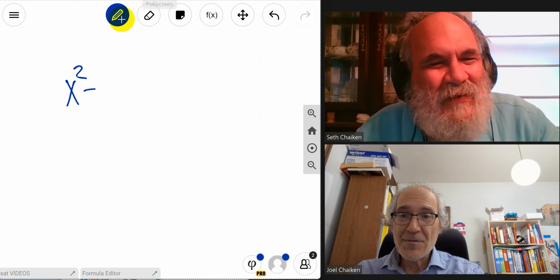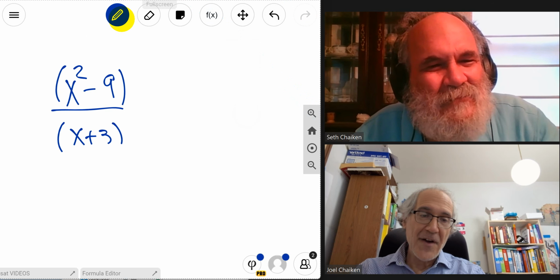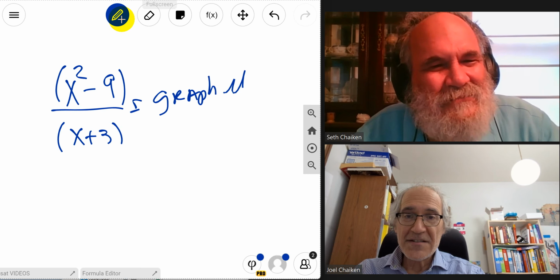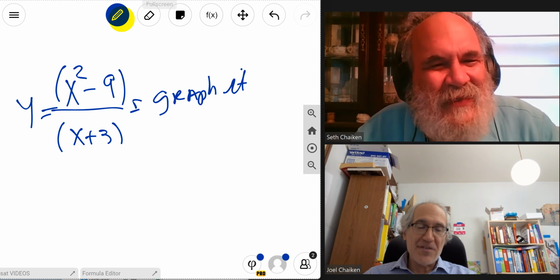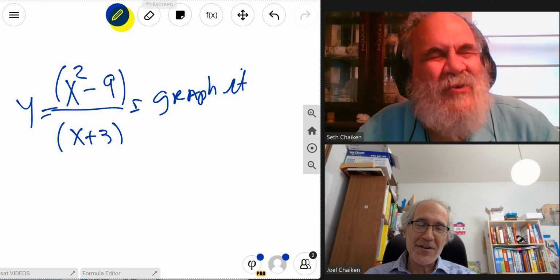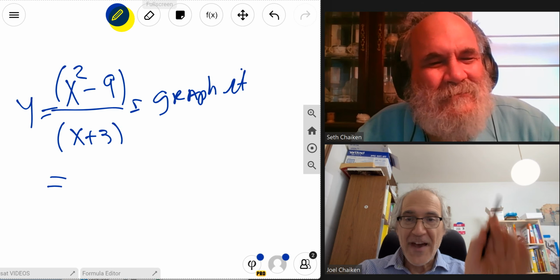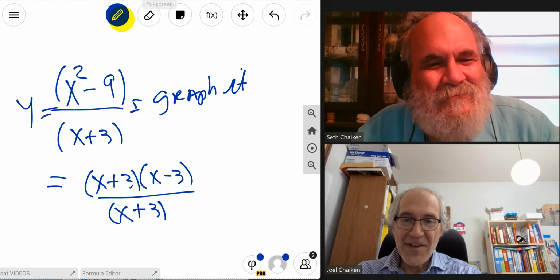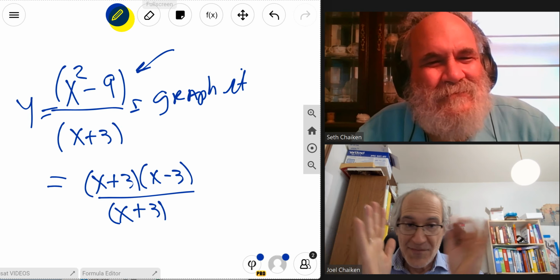So how about this? y equals x squared minus 9 divided by x plus 3. Here you're supposed to graph this. Now we're talking about the situation of the hole. First thing you do, Pavlovian response: when you see a polynomial, you factor it. By the way, we're not really talking SAT math anymore, we're talking 11th grade math. Anytime you see a polynomial, you almost always factor it. You just do it.